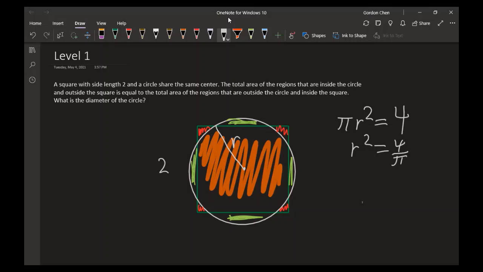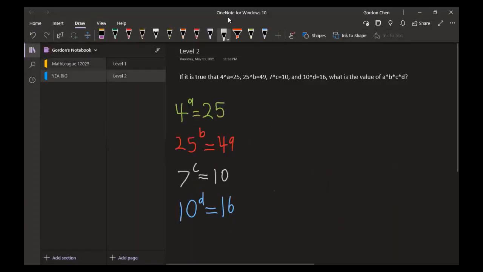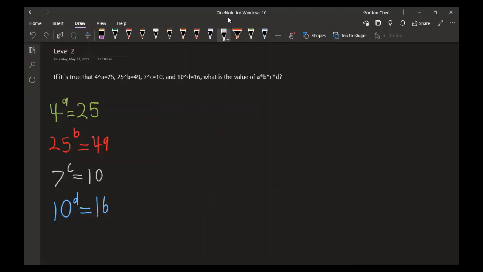And if we divide both sides by pi, we get r squared is 4 over pi. And so r is 2 over square root of pi, and so 2r is 4 over square root of pi. I'll move the square up, I guess. Okay, no need.